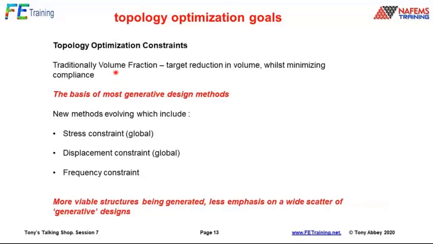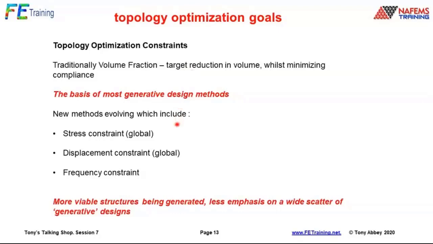Well, as I mentioned before, traditionally with volume fraction, we had a target reduction in volume fraction, which we essentially have to guess. Let's get down to 20% material, 30% material, 40% material, whilst minimizing compliance, making that solution, when we get there, as efficient as possible. And that's the basis of most generative design methods or topology optimization methods.